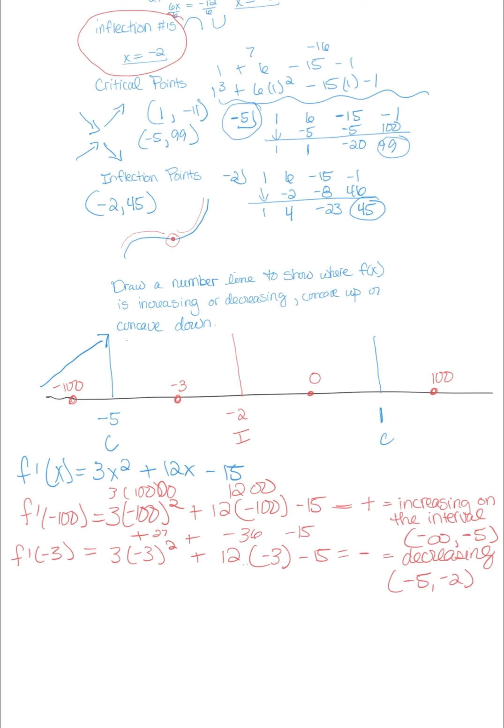Now, let me do it in blue. Do you see how we change direction at a critical value? Well, we're still going to plug in this next test value into the first derivative and see what happens. But now we're crossing an inflection point, so we'll see what happens at an inflection point as far as increasing or decreasing. So f prime of 0 equals 3 times 0 squared plus 12 times 0 minus 15, and we get a negative answer, which means we are still decreasing.